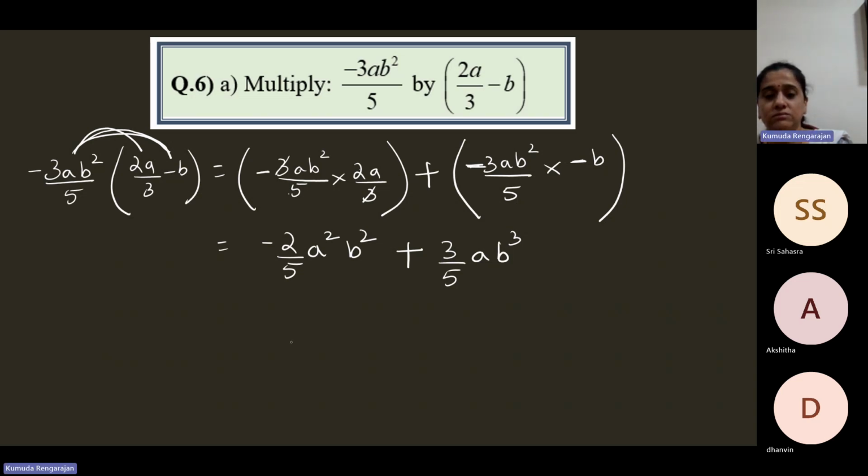Which one? Minus 2 by 5. No. This is one term. You cannot separate anything from this.